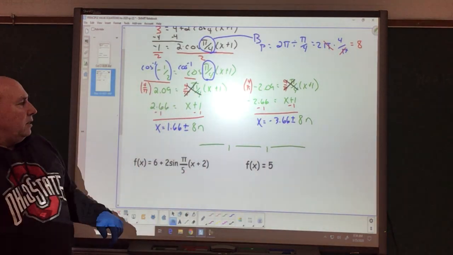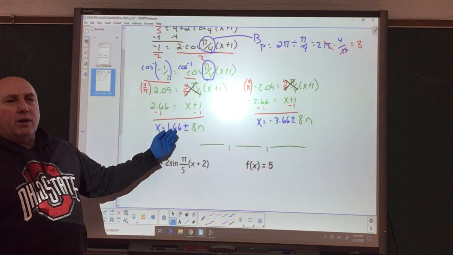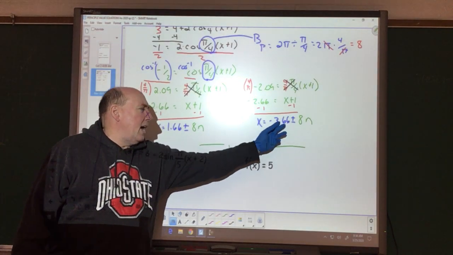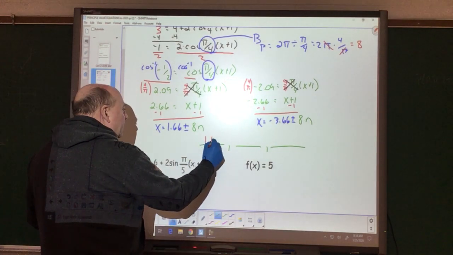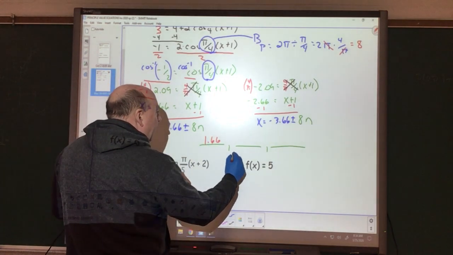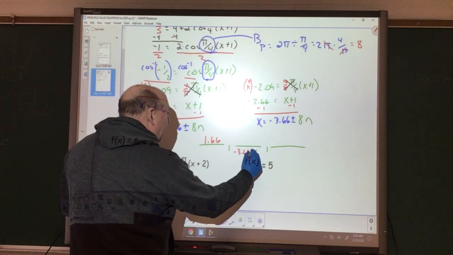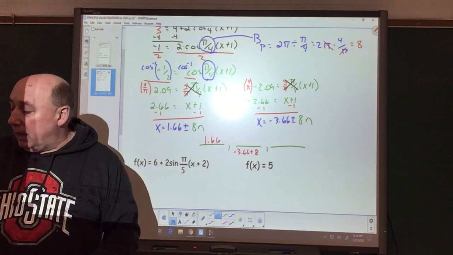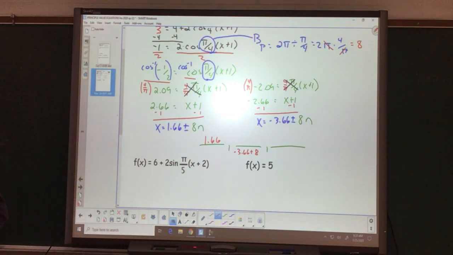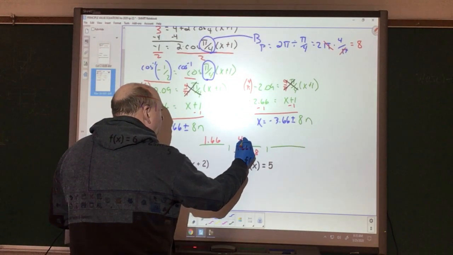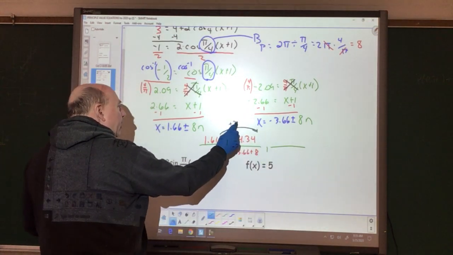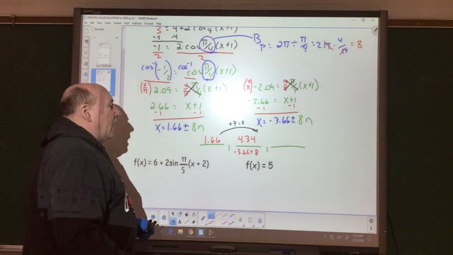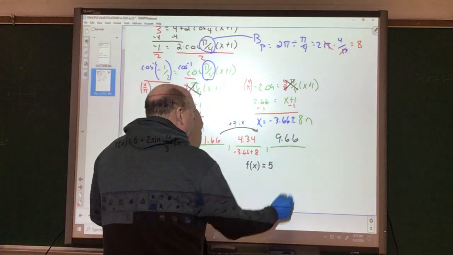First three positives. Okay, this is if I subtract 8, I go negative. This is negative. If I add 8, I'm going to be a positive, but it's going to be bigger than this. So we have 1.66. And then taking our negative 3.66 plus 8, that will give me my next positive, 4.34. And then to go from 1 to 3, we play leapfrog, we add the period, which is a value of 8. So we have 9.66 is our third value.